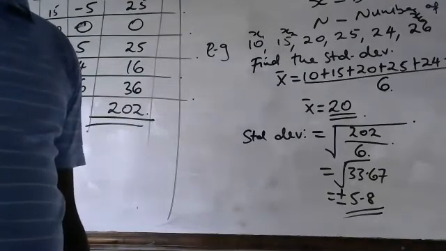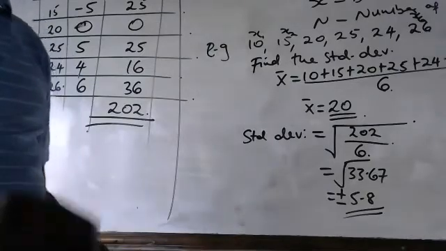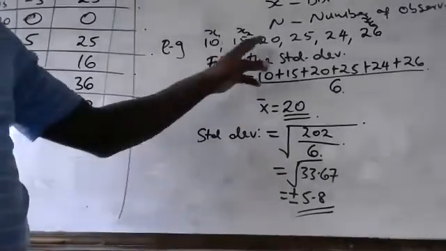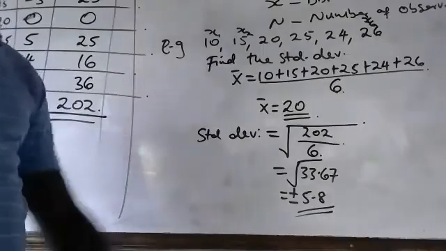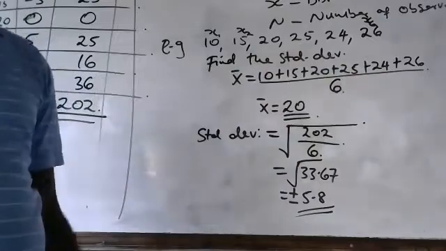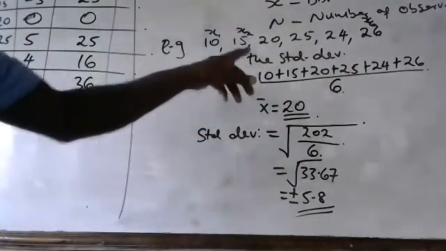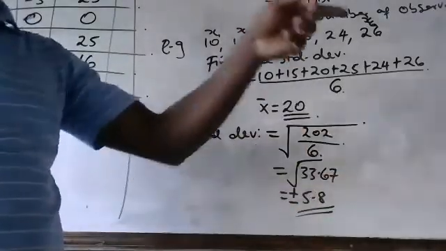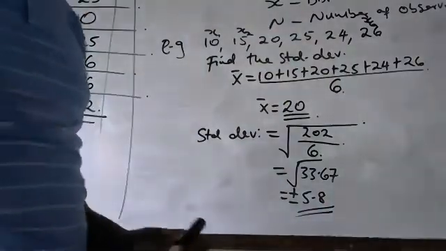So that is for ungrouped data. And don't forget, ungrouped data is when the values are just listed, separated by commas. You simply get the mean by adding all those values divided by how many they are. That mean, take it to the table: each and every value of X minus the mean, the answer you get you square, you add those squares, and then you get that.